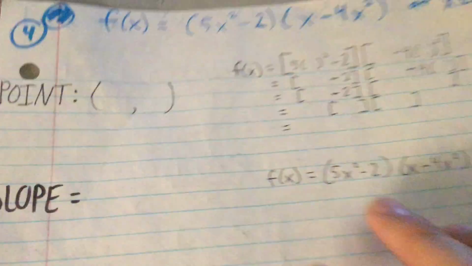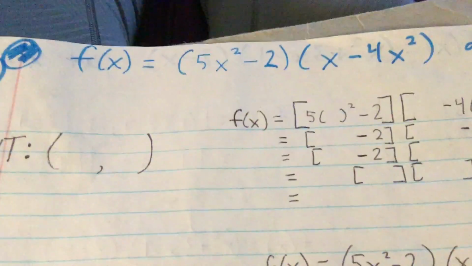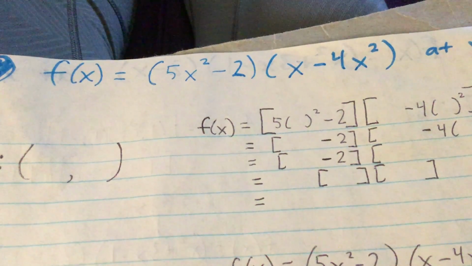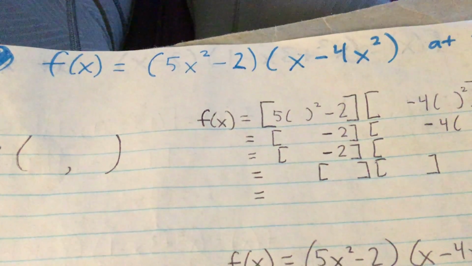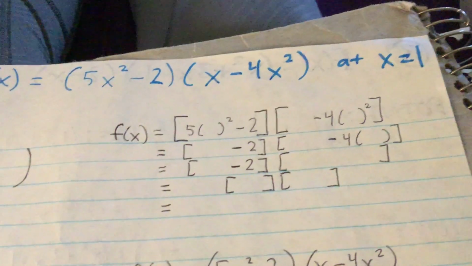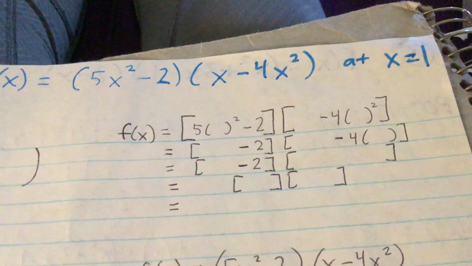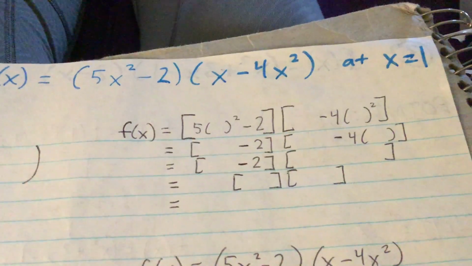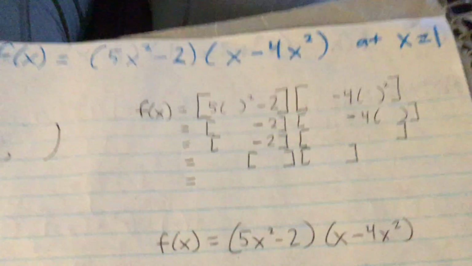Okay, another one. f of x is equal to 5x squared minus 2 times x minus 4x squared. And I want to figure out the slope once again. Surprise, surprise, your calculus teacher is smart but lazy. So find the equation of the tangent line at x equals 1.